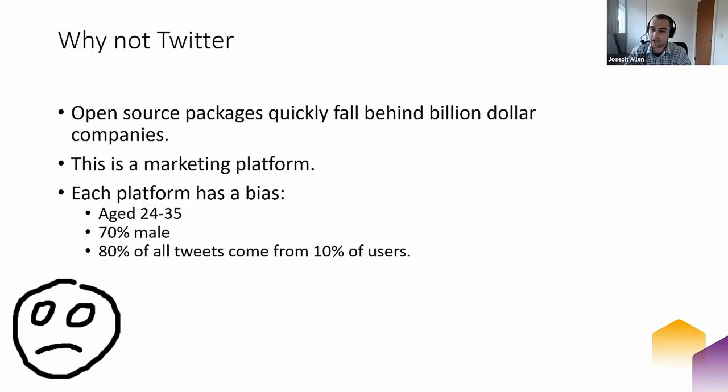You need to take this into account when using Twitter data as the foundation in any project. And the user base of Twitter introduces its own bias. The users only represent some of the people that have access to the internet. Most Twitter users are ages 24 to 35, 70% of them are male, 80% of all of the tweets come from 10% of the users. So only you can answer how this bias will affect your work.